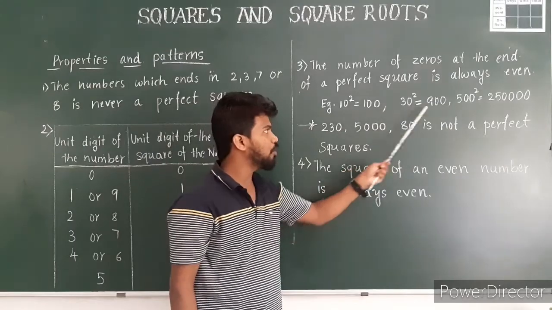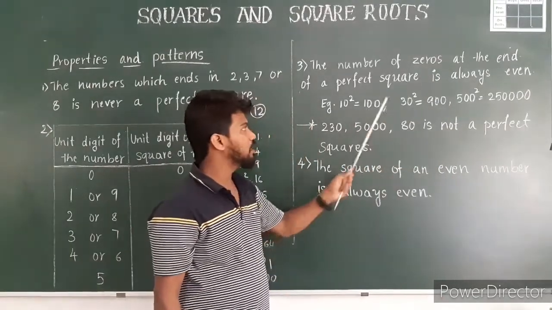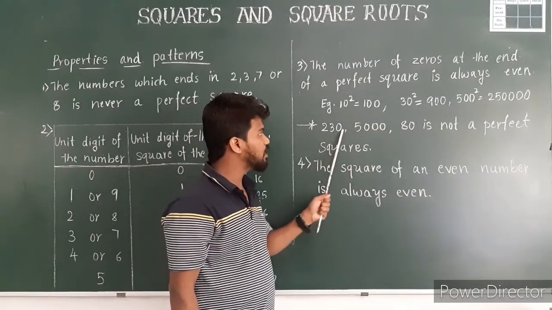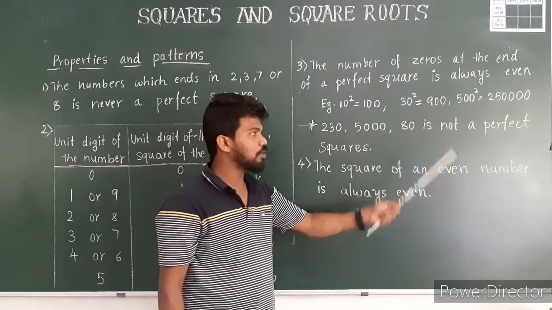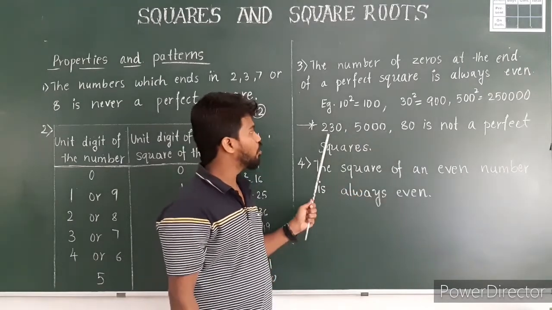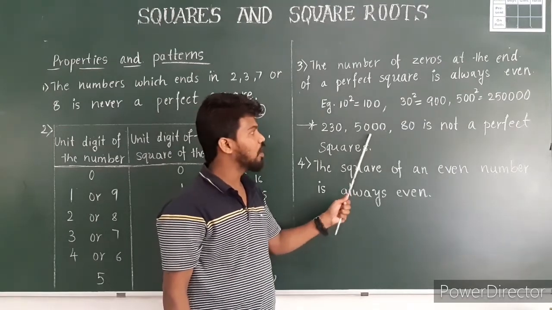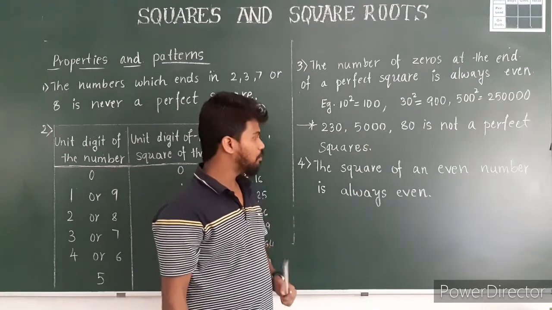So you see that here 2, here 2, here it is 4. So these are in the form of even number. So in 230 you have only one 0 and here you have three 0s. Odd number of zeros, it cannot be a perfect square. So 230, 5000, 3000, 1000 — these are all not a perfect square.